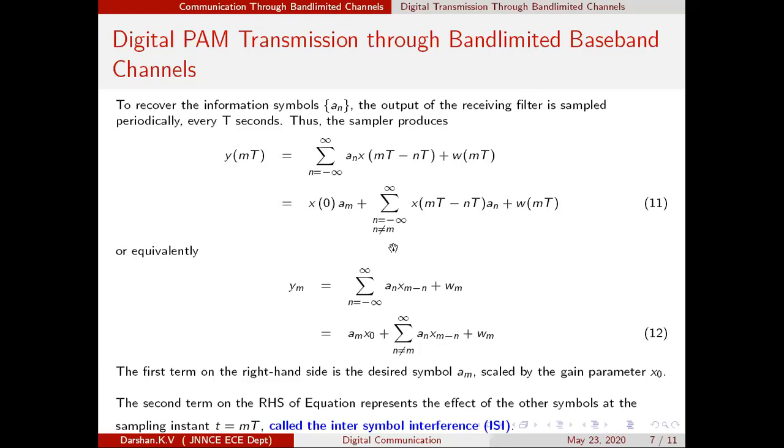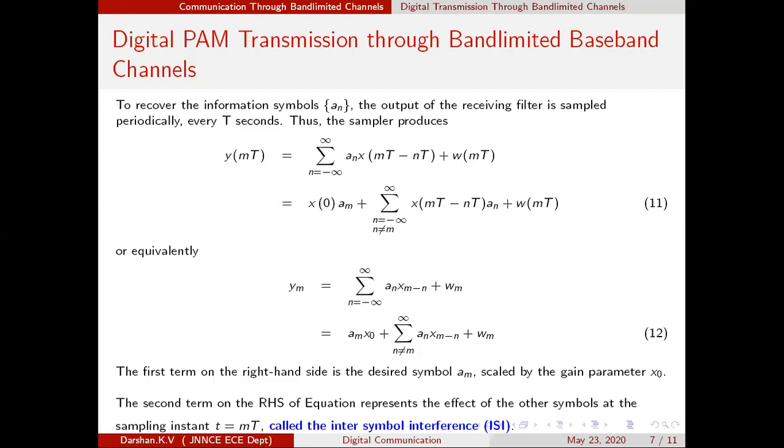Along with the mth symbol, if you observe the second term, you are getting so many other components. So what are those components? They are nothing but ANs. ANs are other symbols, undesired symbols. Here, AM is the desired symbol. Along with this AM, we are getting some undesired symbols. These undesired symbols are going to interfere with the desired symbol, which will cause distortion at the output, so that the pulse shape at the receiver would get varied or distorted.